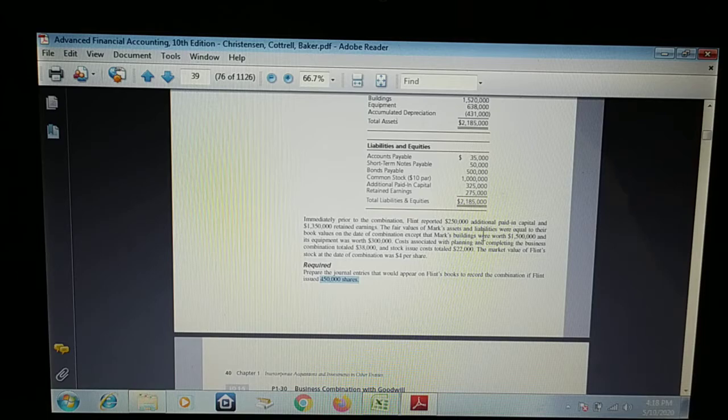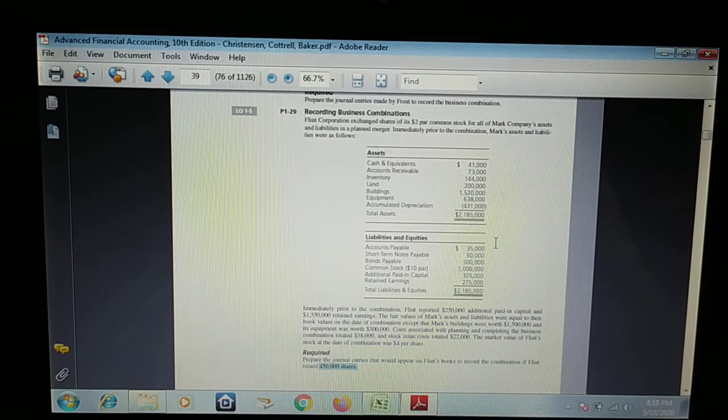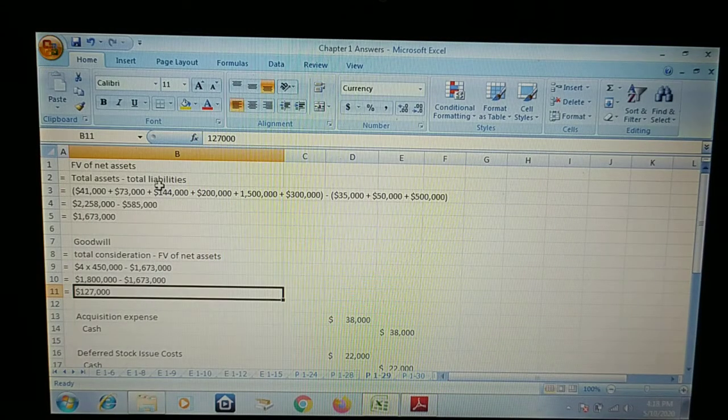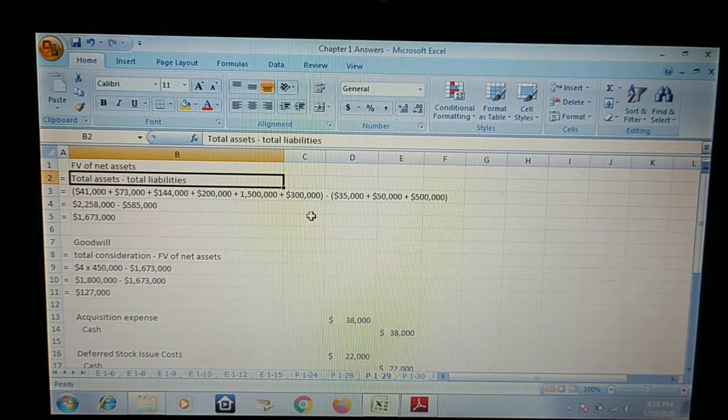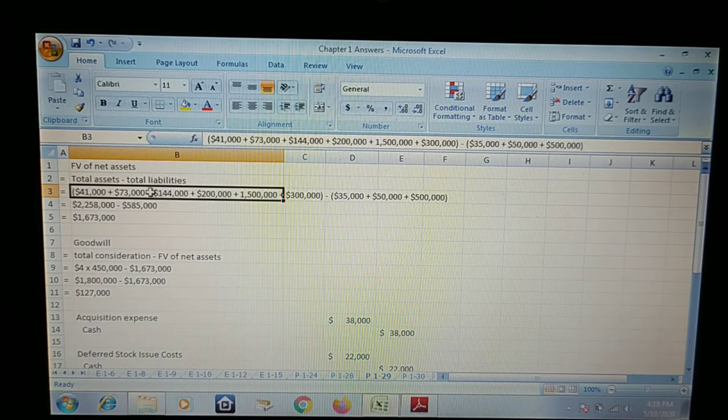450,000 shares. So again, the first thing that we need to do is to calculate the goodwill. Before we calculate goodwill, we need to calculate the fair value of the net assets, which is total assets minus total liabilities. For this question, we need to add one by one: the cash, accounts receivable, inventory, land.